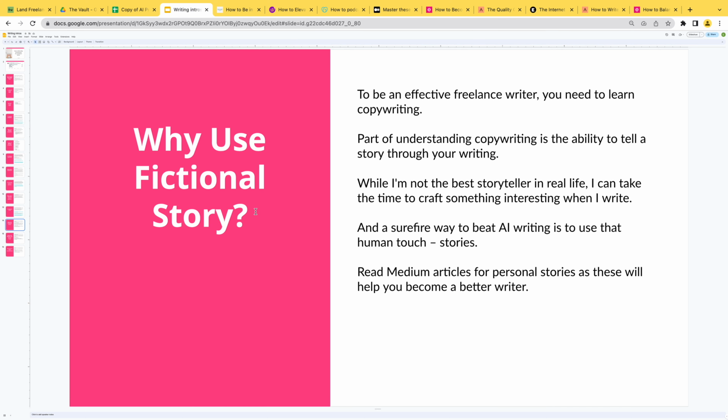Why use fictional stories? To be an effective freelance writer, you need to learn copywriting because part of understanding copywriting is that ability to tell a story through your writing. And while I'm not the best storyteller in real life, I can take the time to craft something interesting when I write. And it's also a surefire way to beat AI writing by using that human touch, those stories. So make sure to read Medium articles for those personal stories, as that will help you become a better writer.